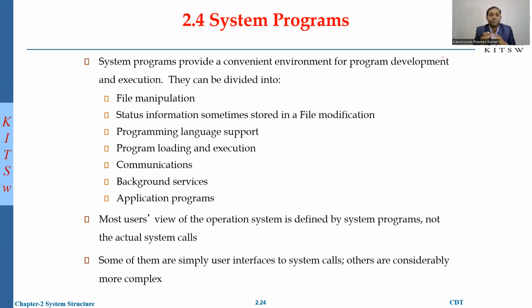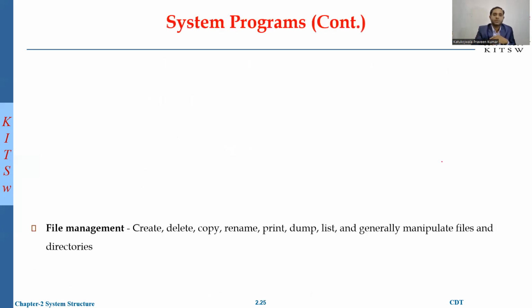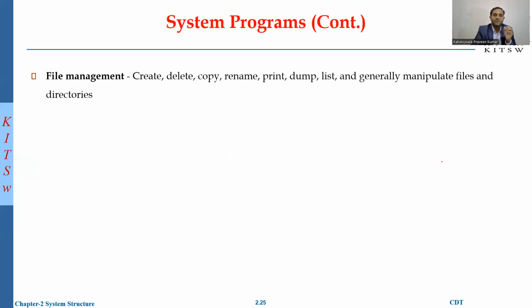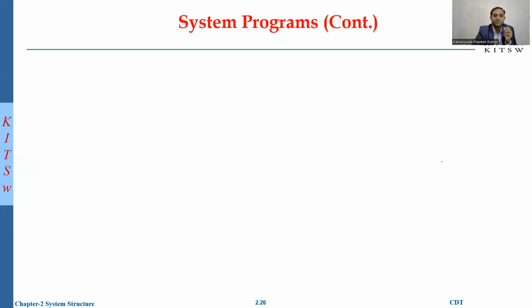Most users' view of the operating system is defined by system programs, not the actual system calls. So system calls are for simple tasks, and most of the operating system tasks will be done by the system programs. Some of them are simply user interfaces to system calls, the others are considerably more complex. So the different system programs are file management, status information.